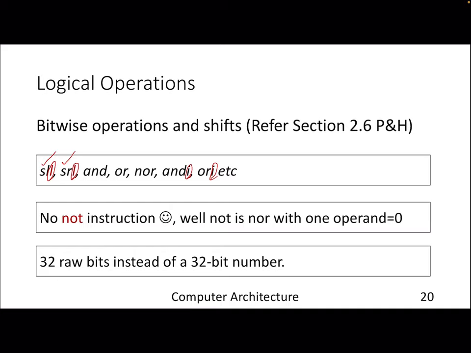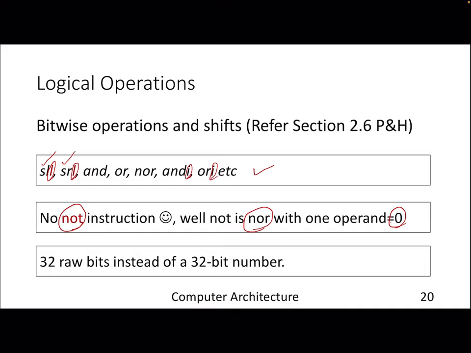If you look at this particular set of instructions, there is no NOT instruction. Why is there no NOT? It's pretty straightforward that we should have a NOT instruction. But a NOT operation is nothing but a NOR operation with one operand as zero, so that becomes your NOT. So that's why there is no need for an additional instruction which has no utility, right?